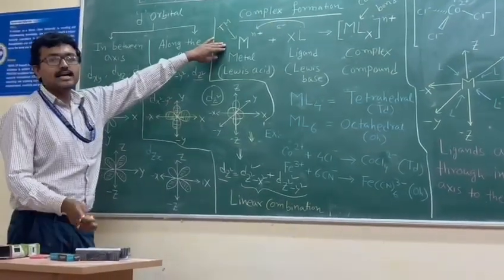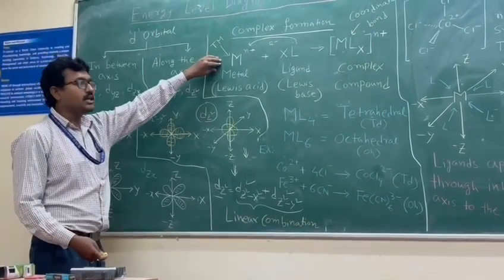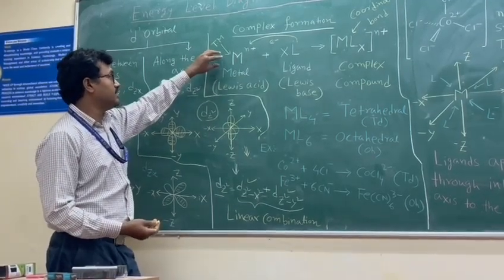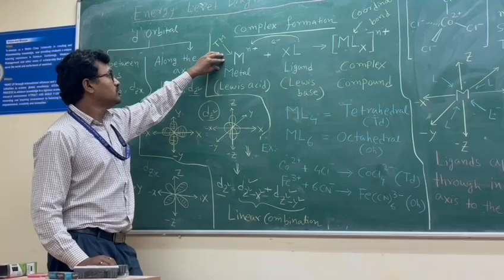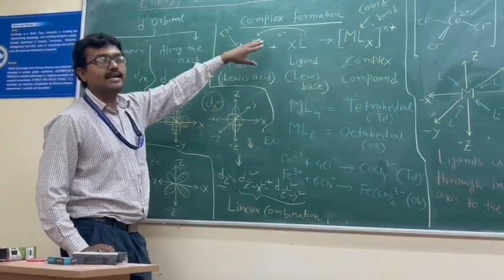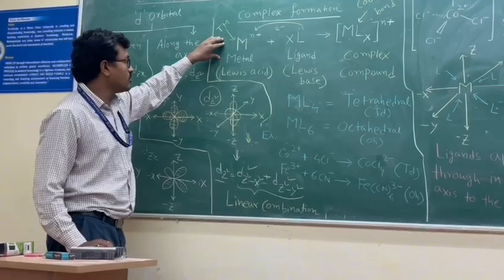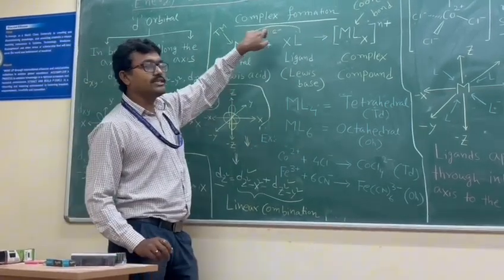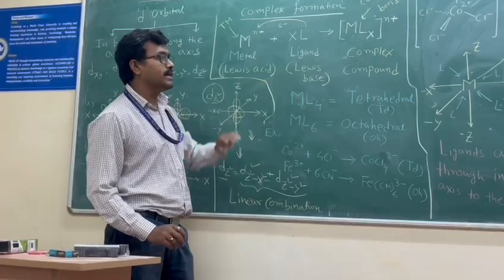Since the metal is taking electrons, it has a positive charge or it has some vacancy, meaning it is electron deficient. So the metal is positively charged and electron deficient. Because of that, it can take electrons. Since it can take electrons, we can call the metal a Lewis acid. Now the ligand can donate electrons, so we can call it a Lewis base.